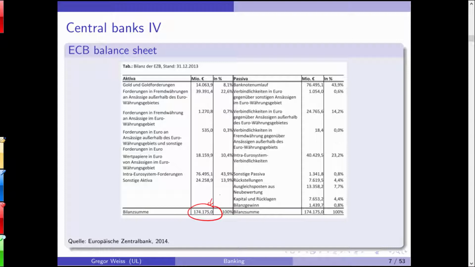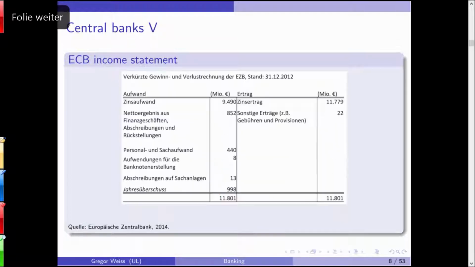This is just the head of the European system of central banks, so you also need to take a look at the balance sheets of the national central banks, because these are the parts of the system that are responsible for performing all the operations that are being decided on in the European Central Bank system.